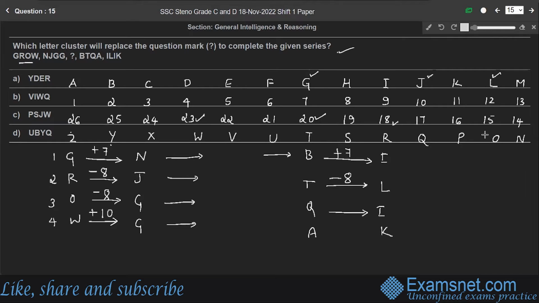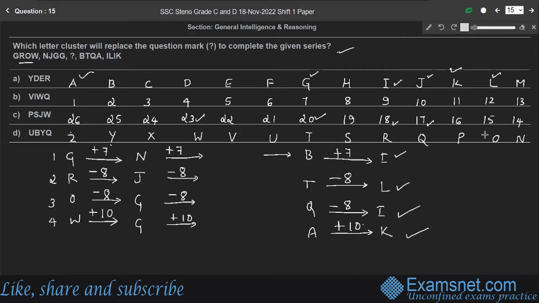And Q and I relation. Q is 17, I is 9, right? Therefore, Q minus 8 is I. And A and K relation, A is 1, K is 11, therefore A plus 10 is K, right? Add 7 to the first letter, subtract 8 from the second letter, subtract 8 from the third letter, and add 10 to the fourth letter to get the next cluster, right? Applying the same rule.